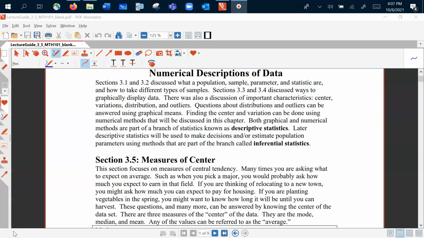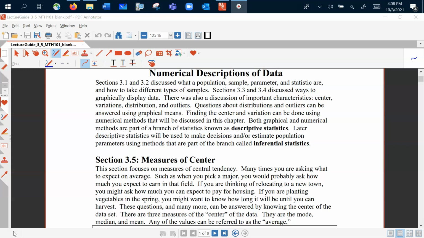All right, now we turn to section 3.5, but before we begin that, sections 3.1 and 3.2 discussed some basic definitions. What is a population? What's a sample, a parameter, and a statistic? In sections 3.3 and 3.4, we looked at graphical displays of data, and we broke it up into graphing qualitative data versus graphing quantitative data.